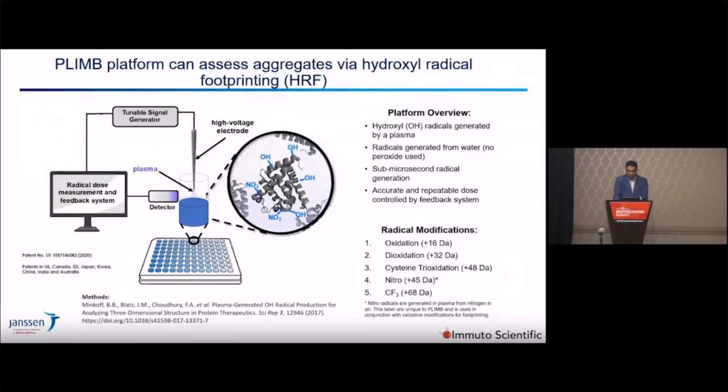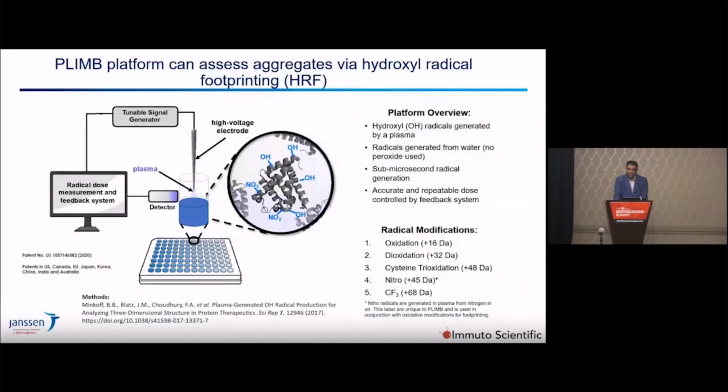And we can accurately and repeatedly introduce this plasma through this feedback mechanism, and it's completely controlled by a computer, and it can also do 96 samples in about 30 minutes.